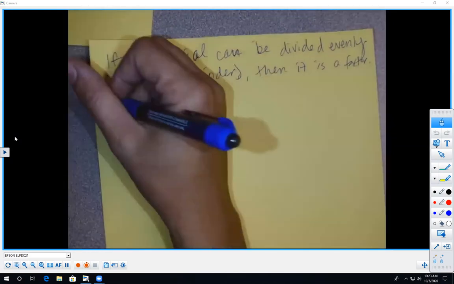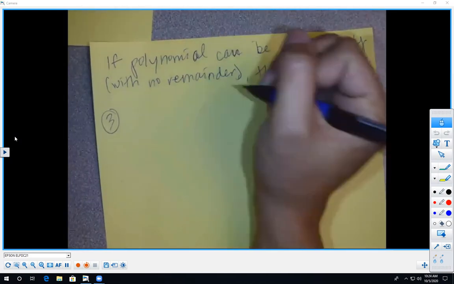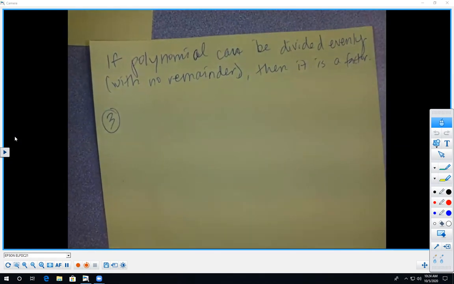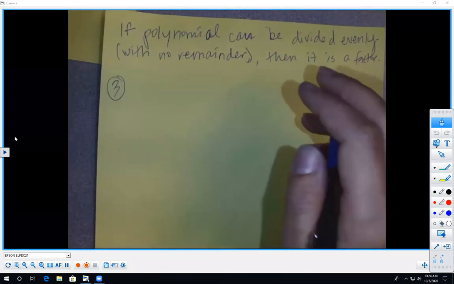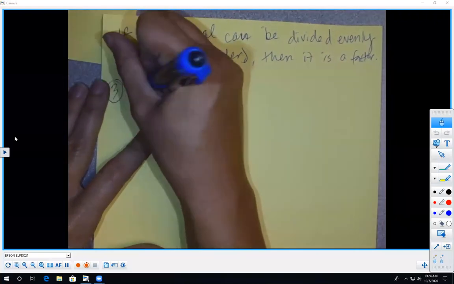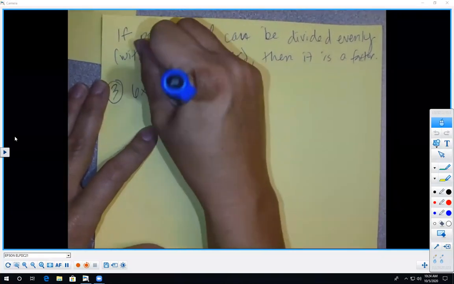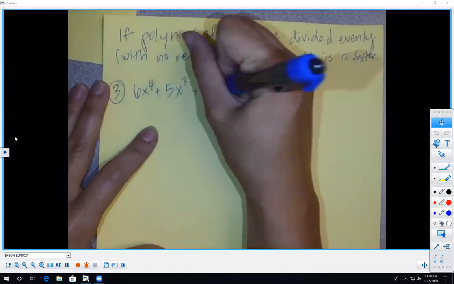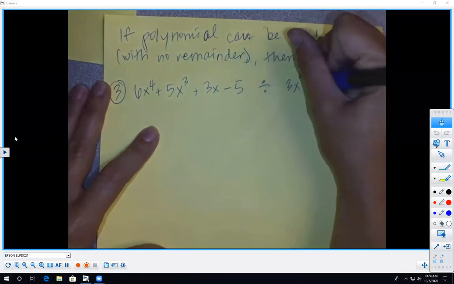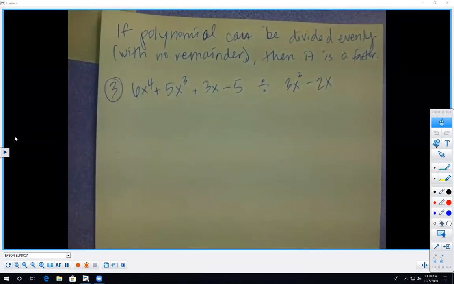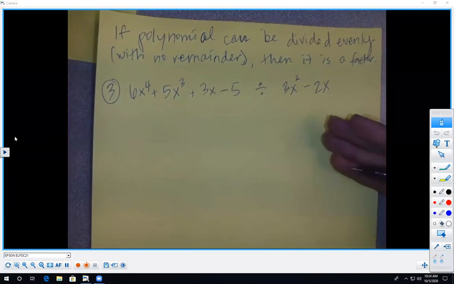Let's do another one. This time with the long division, I'm going to make it where in the descending order, there's not one of each, like x cubed, x squared, x. I'm going to skip one, and I'll show you what we have to do with that. So if I had 6x to the 4th plus 5x cubed plus 3x minus 5 divided by 3x squared minus 2x. This is an example of one that you cannot use synthetic division on.